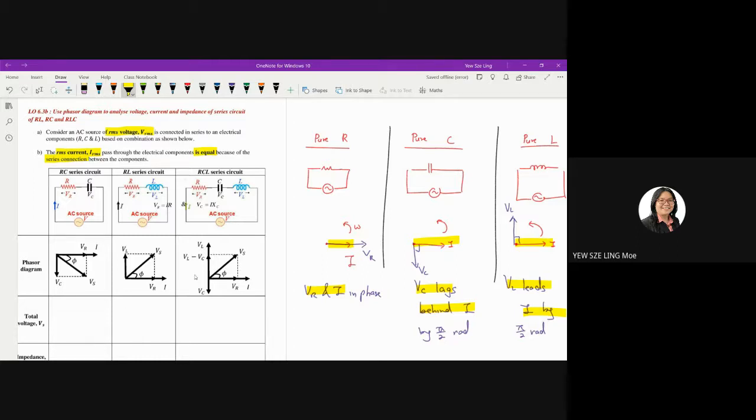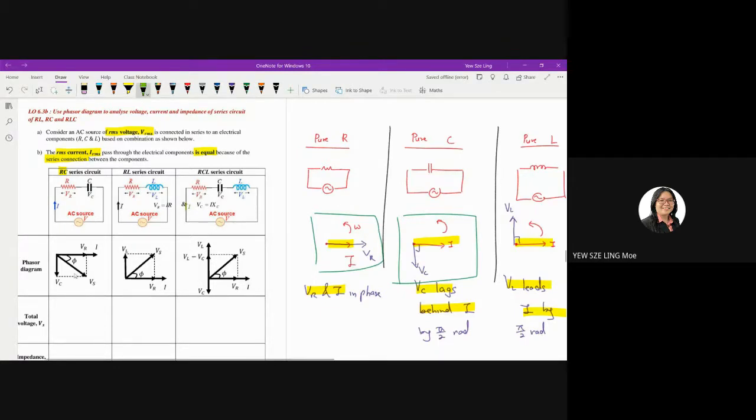Now let's look at the phasor diagram. When you have an RC circuit, how are you going to form the phasor diagram? Actually, it's very simple. Recall what you learned in the pure circuits. On the right hand side, this is the phasor diagram for pure R, and this is the phasor diagram for pure C. Now you have an RC circuit. Basically, you just take these two phasor diagrams and stack them together, and eventually that is the diagram you're going to get.